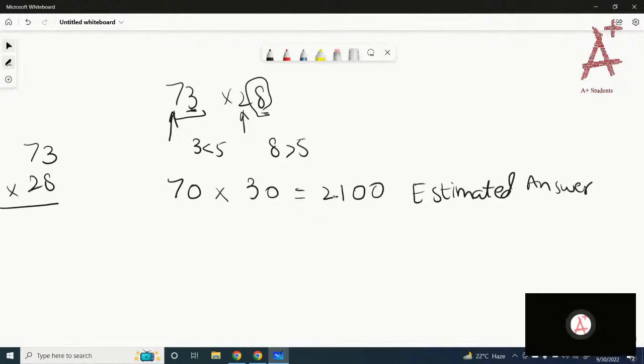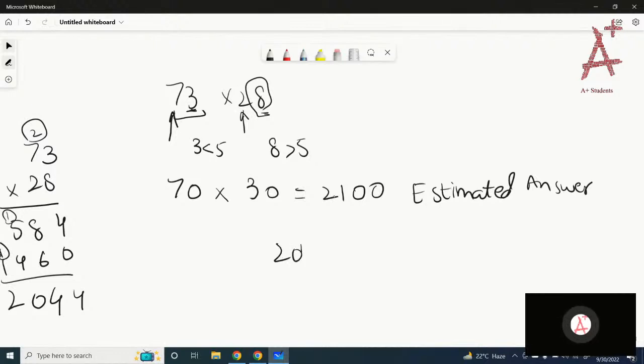8 times 3 is 24. Write the 4 and carry the 2. 8 times 7 is 56, and 56 plus 2 is 58. Now I multiply by 2. 2 times 3 is 6 and 2 times 7 is 14. So it is 4. 8 and 6 is 14, and 5 and 1 is 6, and 4 is 10, 0 and 1 carry, and 1 makes 2. So the exact answer is 2044. Got it?